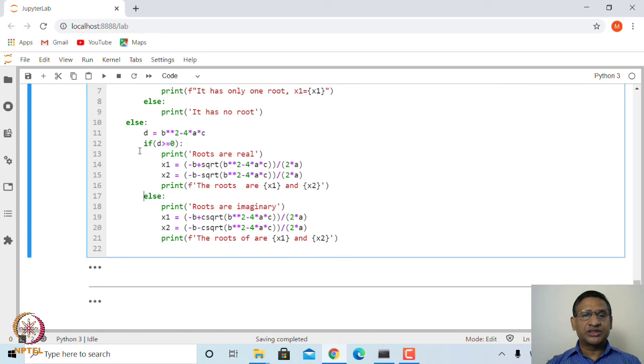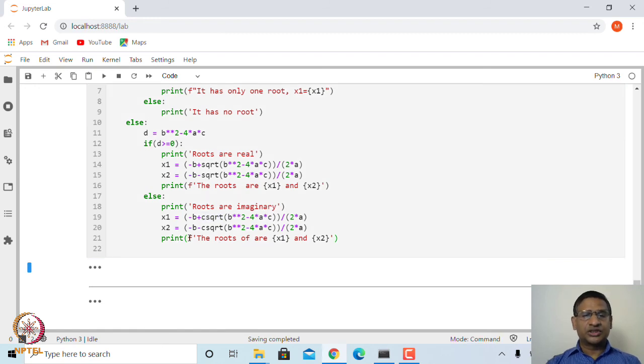And otherwise, this else is for this if, so otherwise the roots are imaginary, that means if this is not true, the discriminant is less than 0. So, the roots are imaginary, and then print the two roots x1, x2 using csqrt, that means it is taking the square root from complex math. Okay. So, that is the function.